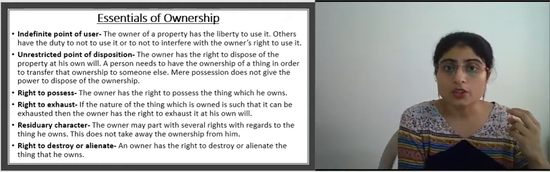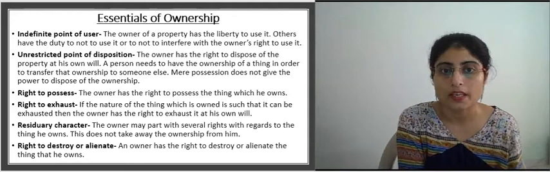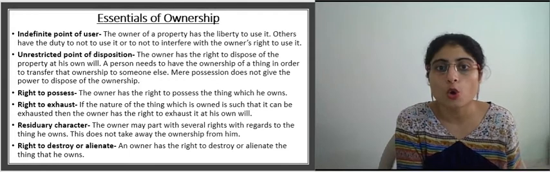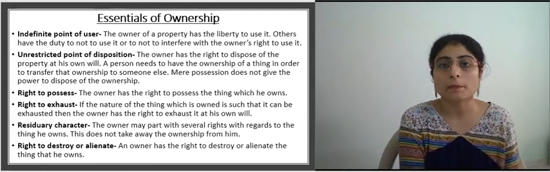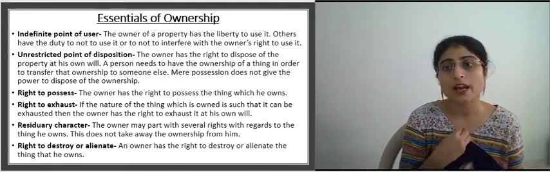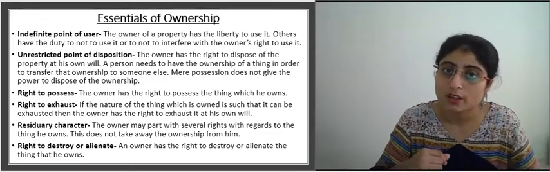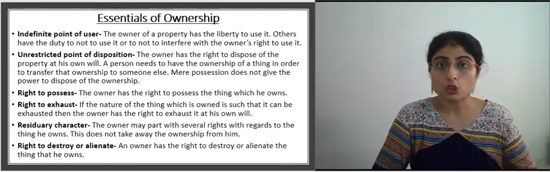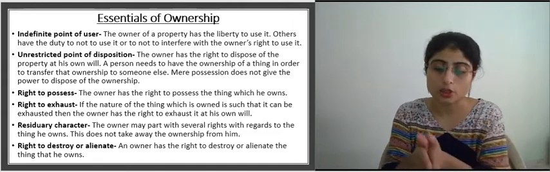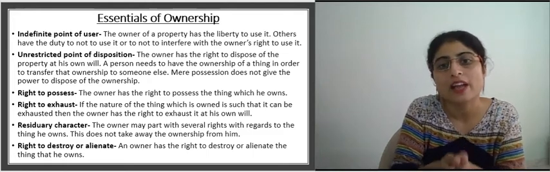Next point, unrestricted point of disposition. The owner has the right to dispose of the property at his own will. A person needs to have ownership of a thing in order to transfer that ownership to somebody else. For example, my friends, if I do not own this phone, can you think that I can give this phone to anybody that I want? No, my friends, you can never do that. To make any transaction or to transfer ownership of a property, you need to have complete ownership of that thing.